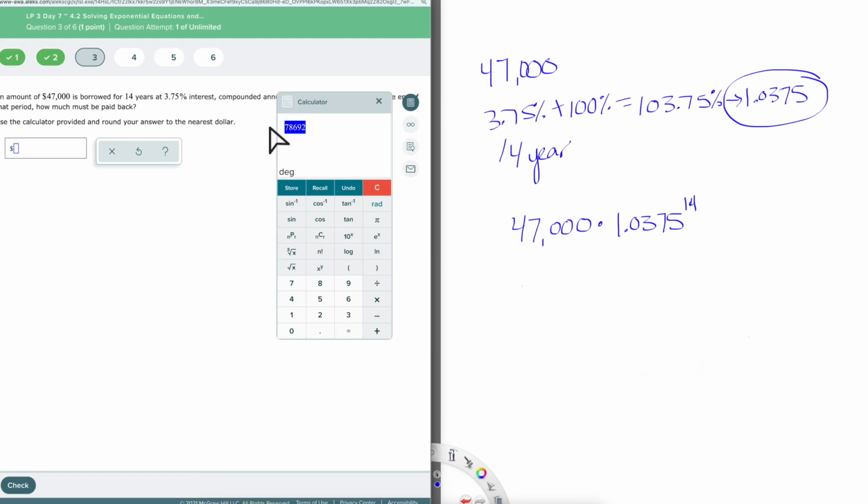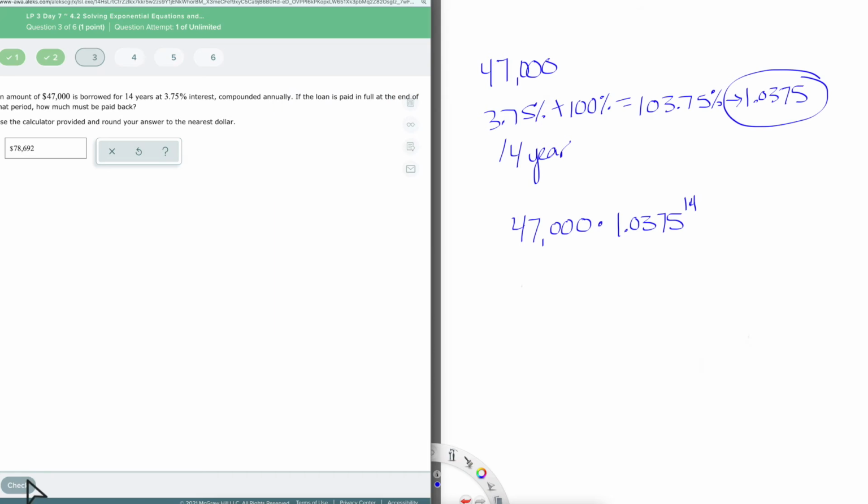So it's $78,000. That seems really, really high. Let's see. Hopefully that calculation came out right. Let's check. All right, so that's good.